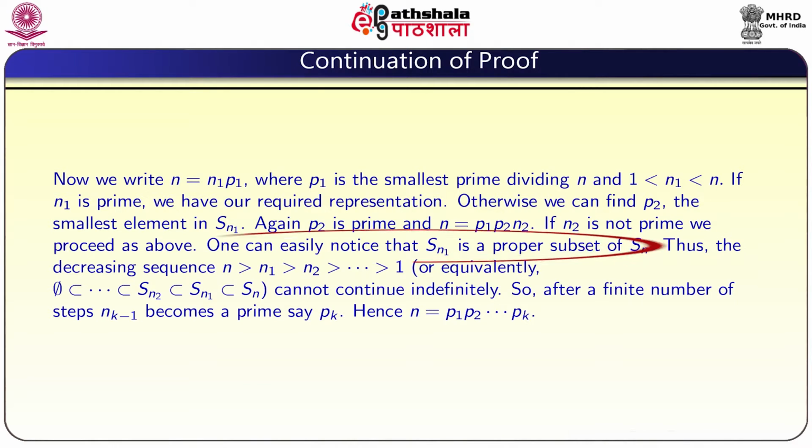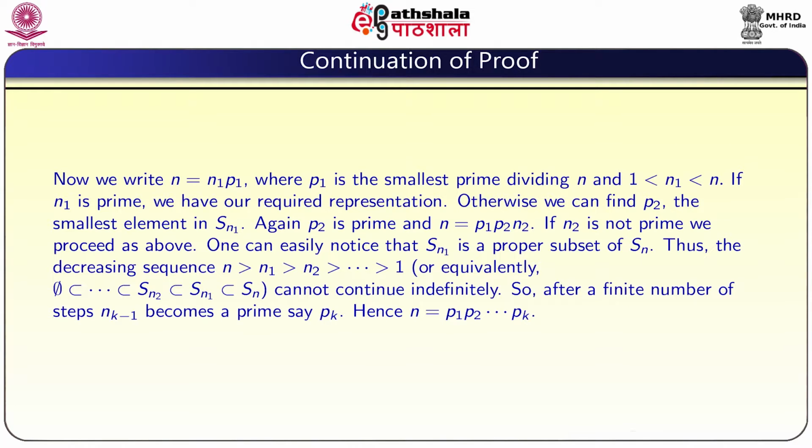One can easily notice that Sn1 is a proper subset of Sn, thus we will get a decreasing sequence, n is greater than n1, greater than n2 and so on. Or this we can also state in a different way, that Sn is the largest set here, it contains Sn1, Sn1 contains Sn2 and Sn2 contains Sn3 and so on. Since the number of divisors of Sn is finite, we cannot continue indefinitely. So, this process has to terminate.